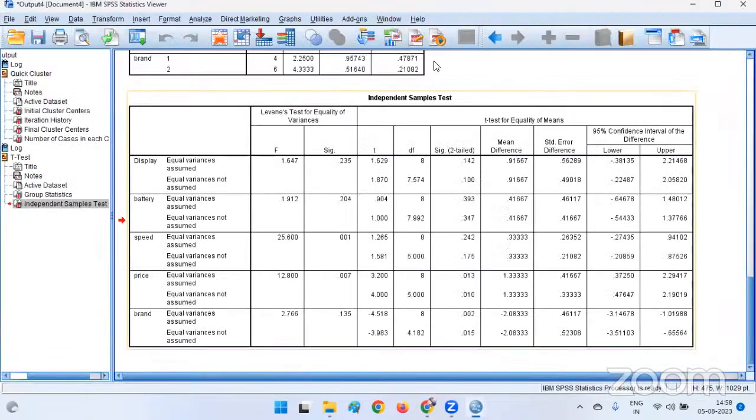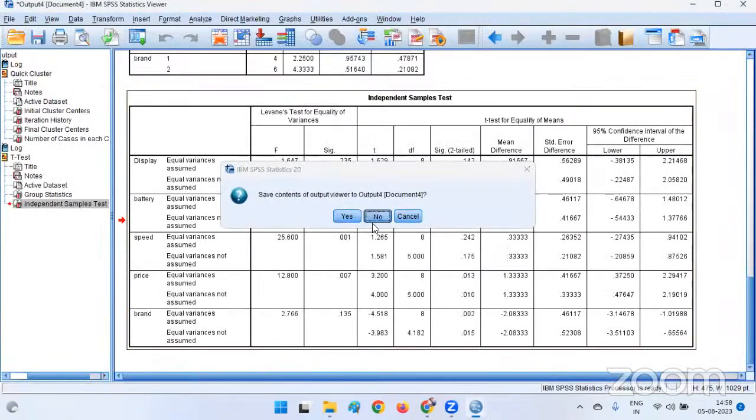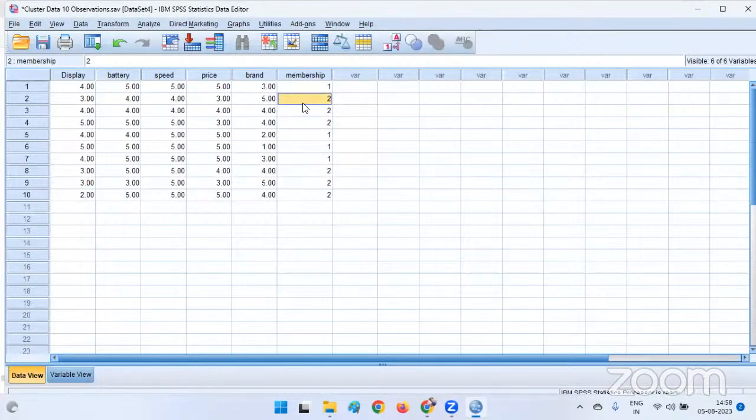We can apply ANOVA if the clusters are more than 2, that is 3, 4, 5 clusters. If there are 2 clusters, we apply t-test, and this is the way that we publish the research papers also.